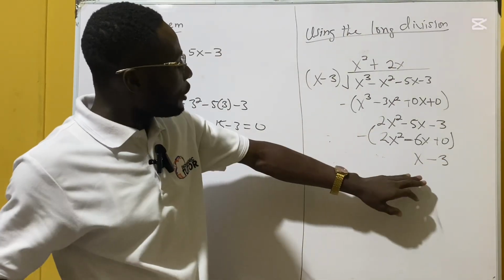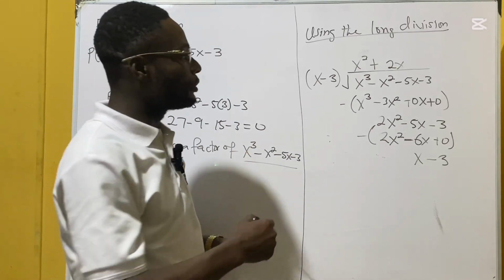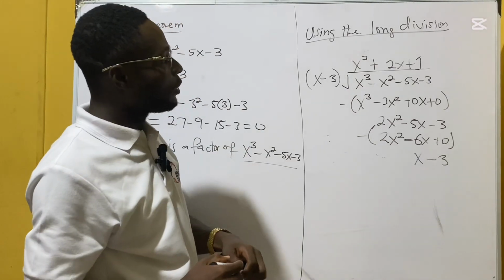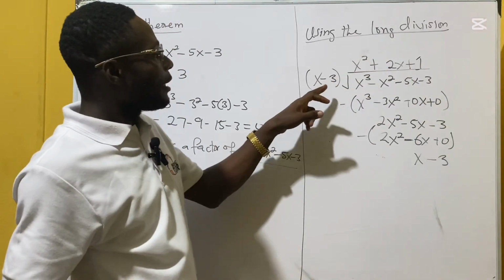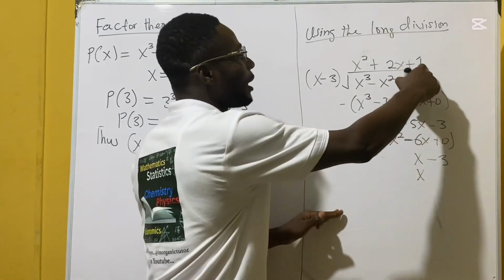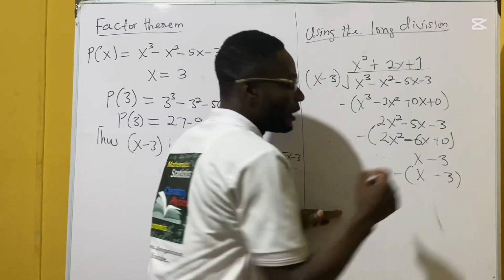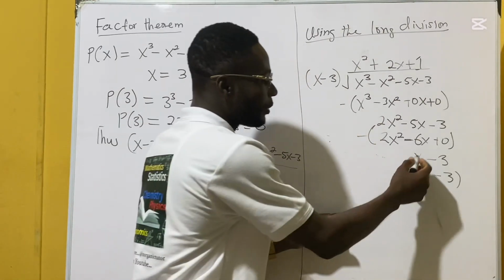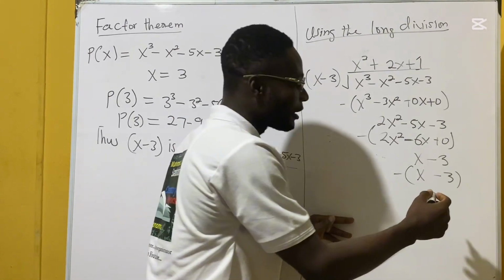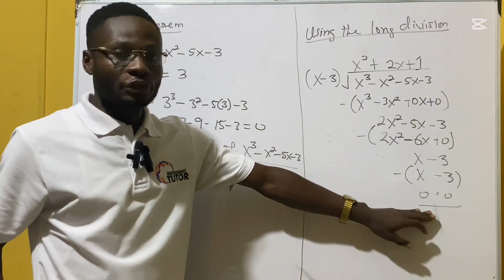Here we can still divide x by x. When we do that, we have plus 1. Now this plus 1 multiplies everything here. So we have x, and then 1 times minus 3 becomes minus 3. Now we have the final work. x minus x gives us 0. Minus 3 minus 3 becomes 0. So we have the final result to be 0.